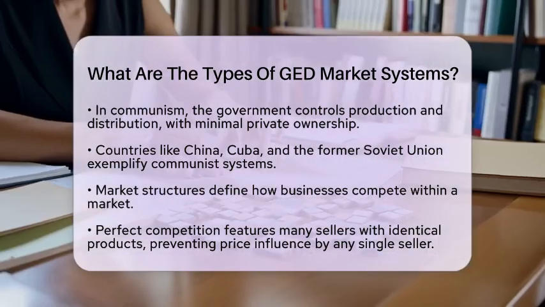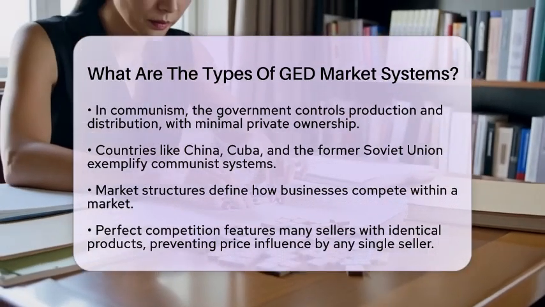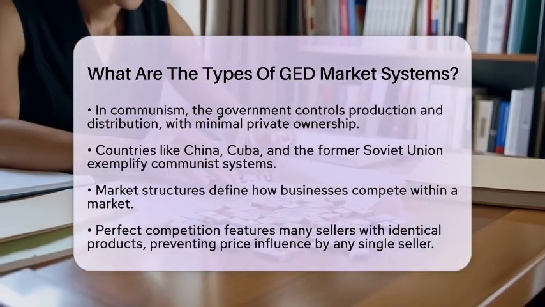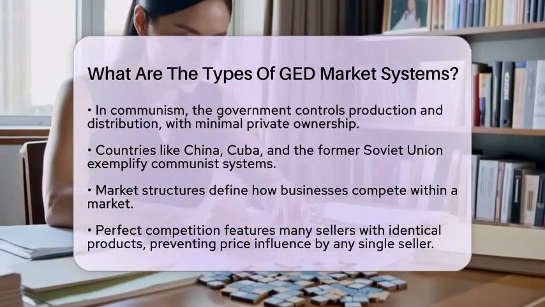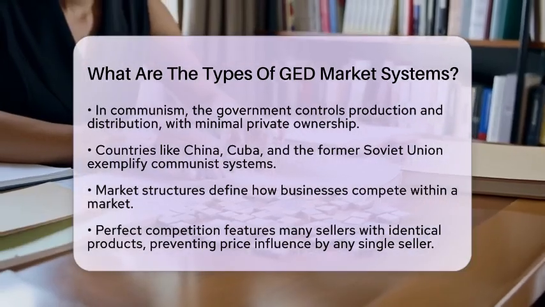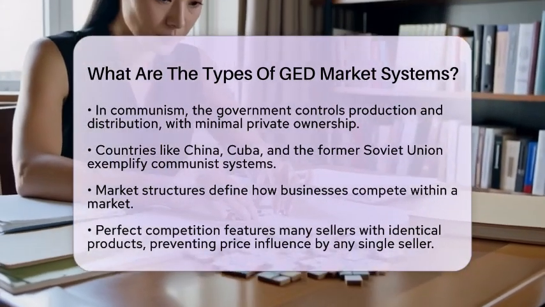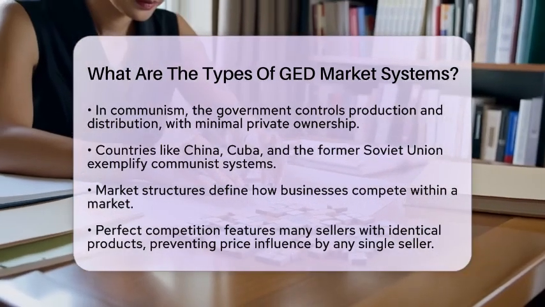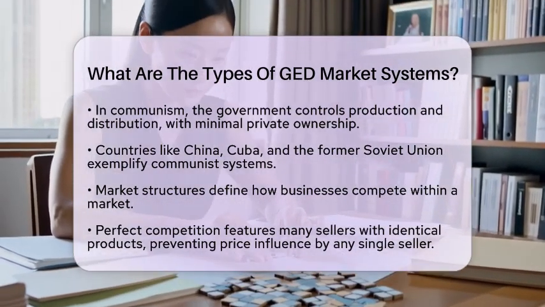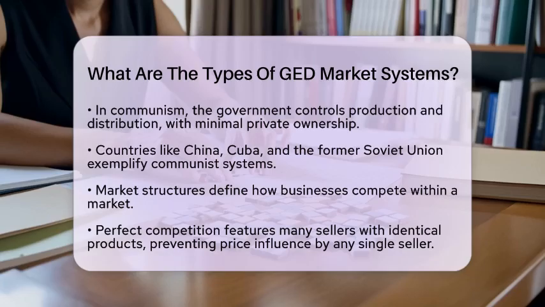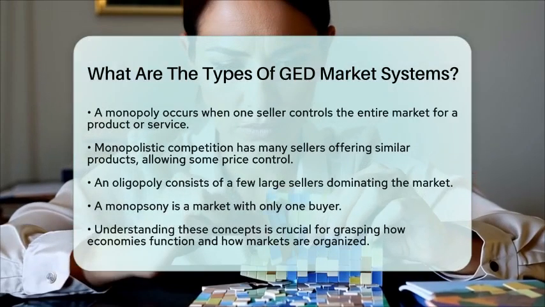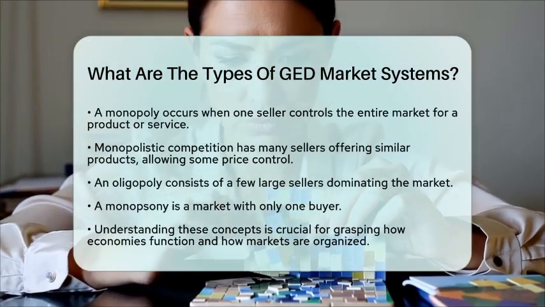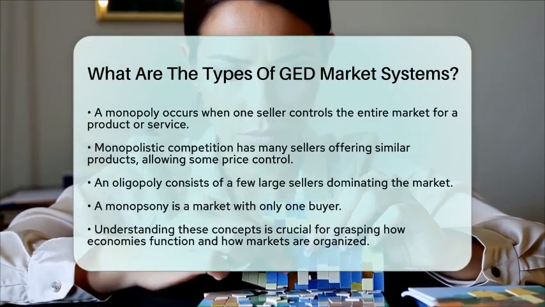In addition to these broad economic systems, it is important to understand market structures. These describe how businesses compete within a market. Perfect competition occurs when many sellers offer identical products, and no single seller can influence prices. In a monopoly, one seller controls the entire market for a product or service. Monopolistic competition involves many sellers offering similar but not identical products, allowing for some control over prices.